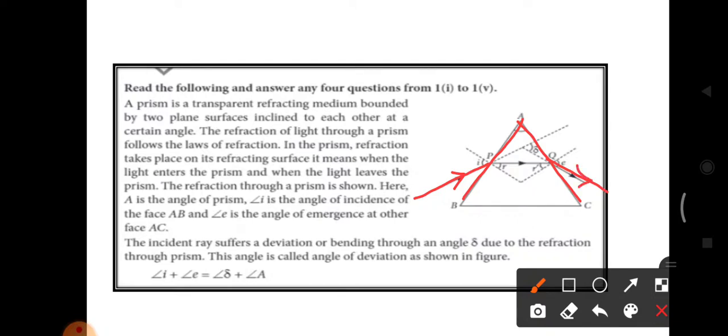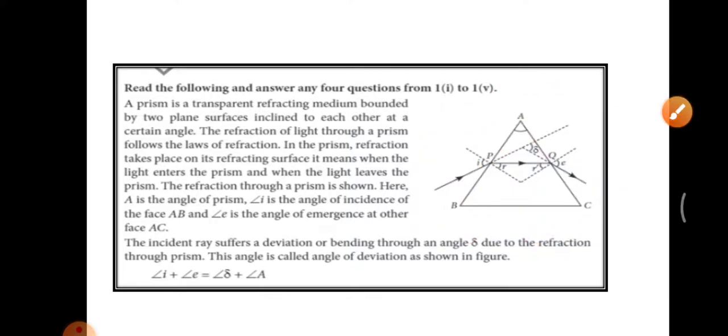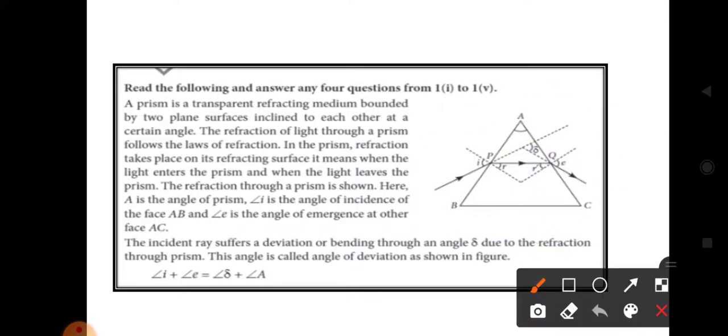The refraction through a prism is shown. So this is the refraction of the prism shown in the image. Here A is the angle of prism. So this is the angle of prism. I is the angle of incidence. See, this is the angle of incidence. The face AB, so the I is placed on the face AB. And E is the angle of emergence. See, E is the angle of emergence at the other face AC. So it is placed on the face AC.